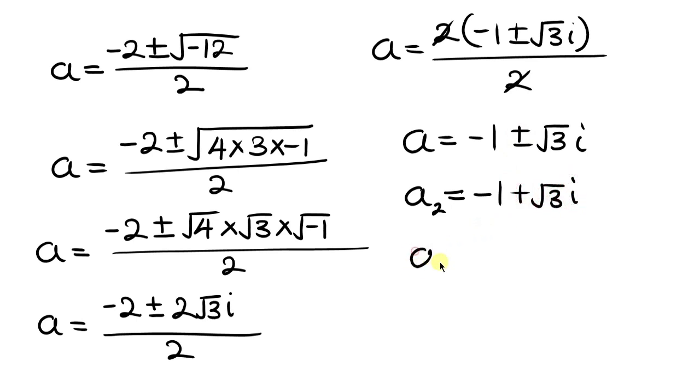And then the other one, which is the third solution for A, is negative 1. This time, go with the negative, minus the square root of 3i. And these are the 3 solutions we've got from our first case.